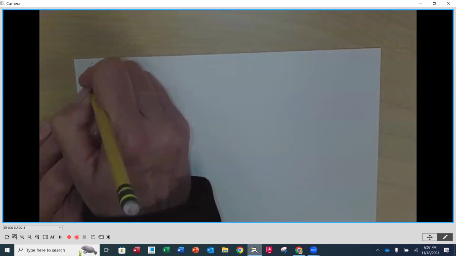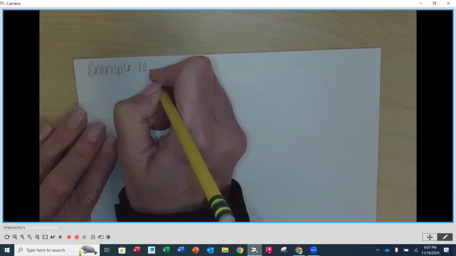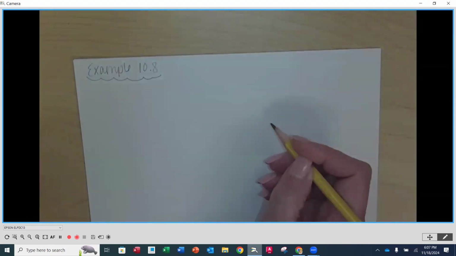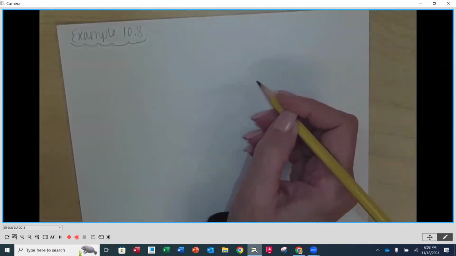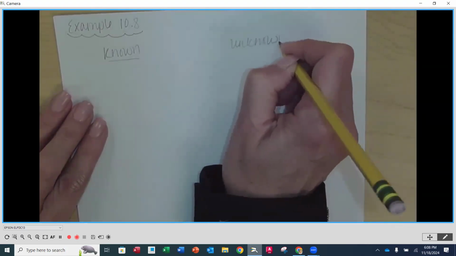So go ahead and write, based on that example, what you believe you know, identifying the standard variable with any units that you're given, and then what you have to find. Known and unknown this time. I'll give you a second to write down from that problem what you believe.